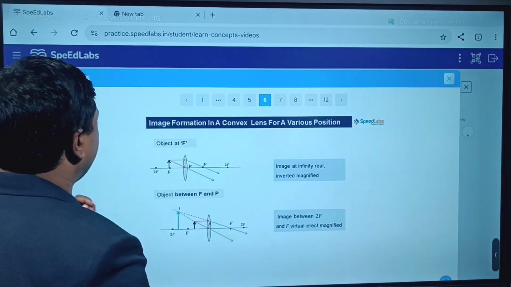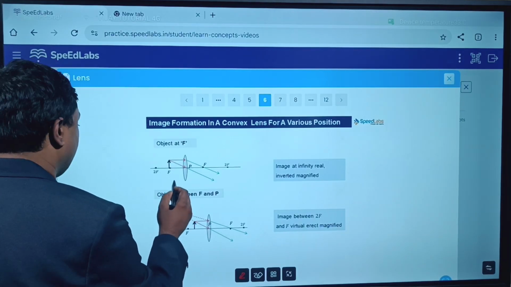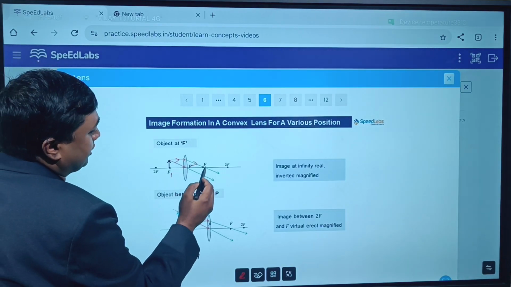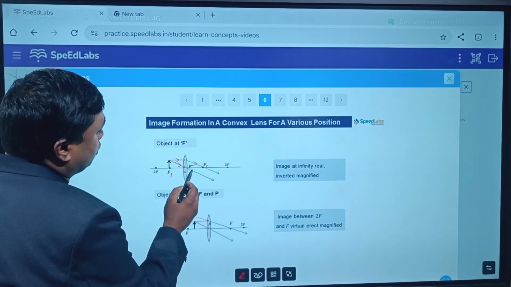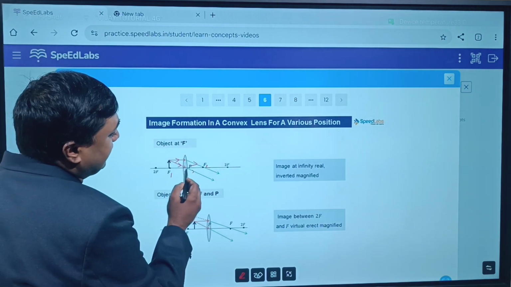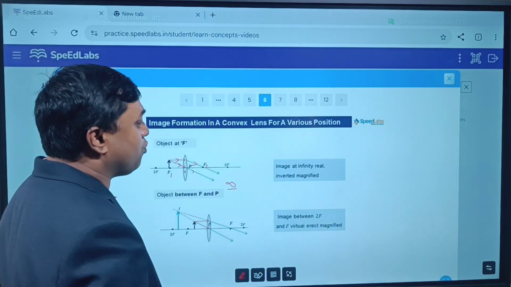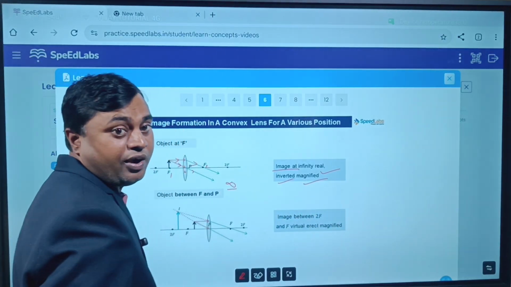Next, when the object is at focus, okay, this is f1 we can say. Object is at f1. One light ray you take parallel, after refraction it passes through f2, yes or no, according to the rule. Second, you pass through optical center, so it goes undeviated. You can see this light ray and this light ray will meet somewhere at infinity. So image will also be formed at infinity. Image will be real, inverted and highly magnified.